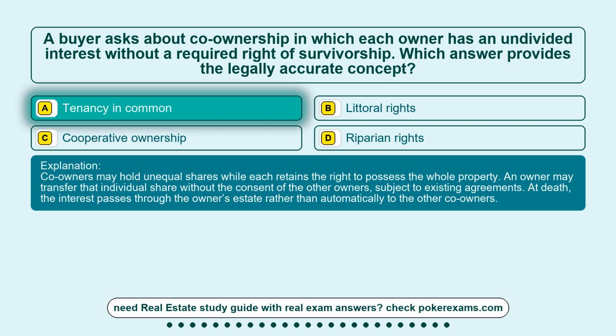Co-owners may hold unequal shares while each retains the right to possess the whole property. An owner may transfer that individual share without the consent of the other owners, subject to existing agreements. At death, the interest passes through the owner's estate rather than automatically to the other co-owners.